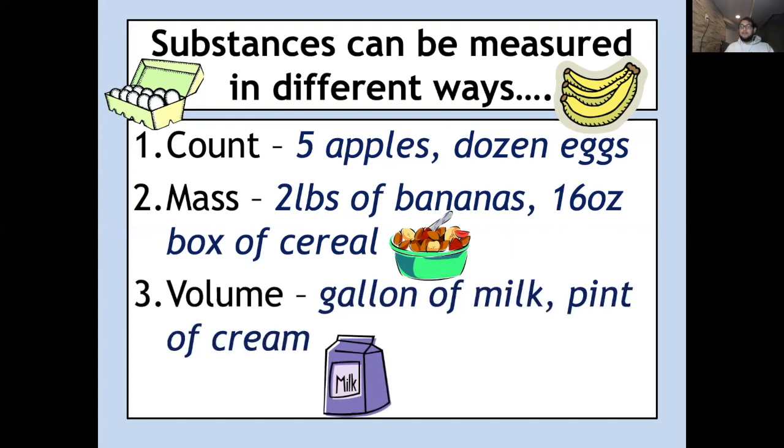And then last is volume, right? You don't say, hey, I need 200 grams or half a pound of milk. You might say, I need a gallon of milk. I need half a gallon of milk. I need a pint of ice cream, right? So we use these different ways of communicating and measuring substances. In this case, these are all food examples, but you can do this with anything.